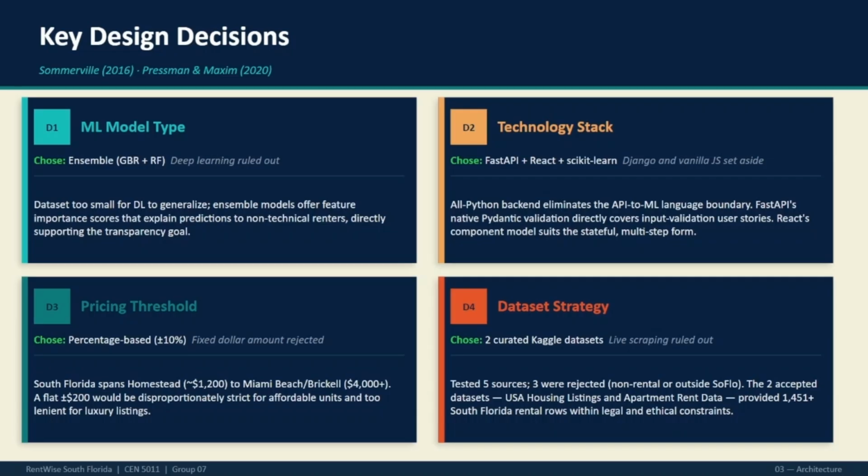The 10% value is also calibrated to our model's actual average prediction error, so it reflects a real precision rather than just an arbitrary cutoff.